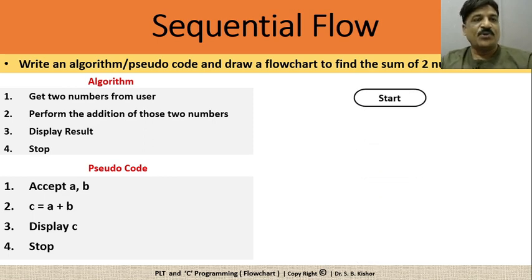Now a corresponding flowchart for this particular problem. So start, then accept the two numbers. So we have used here what? The input output box for accepting the values.